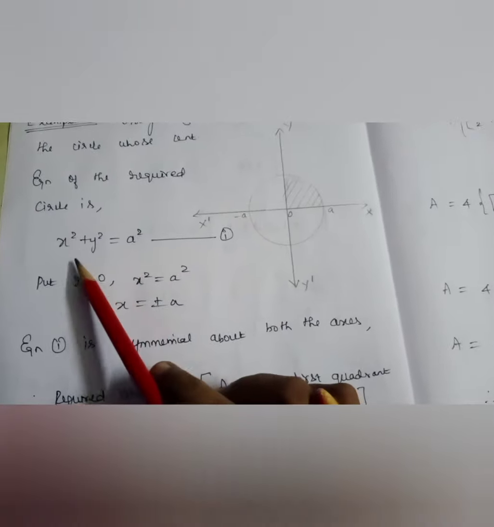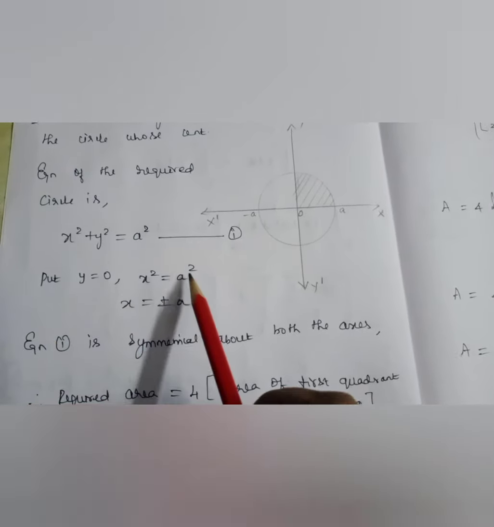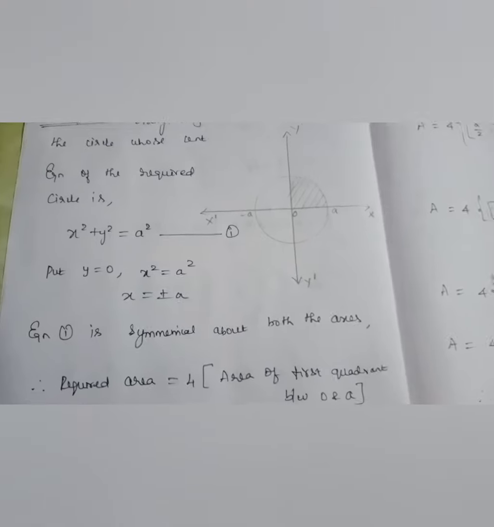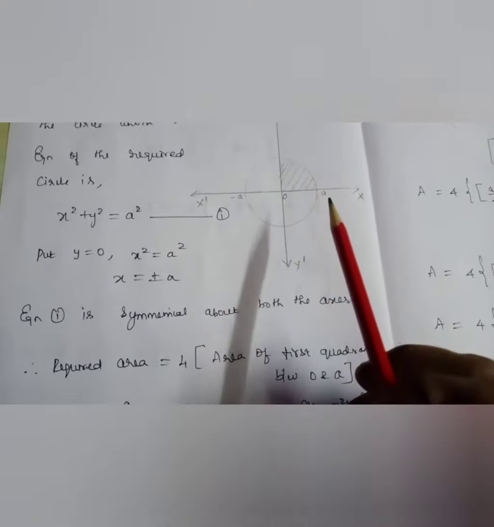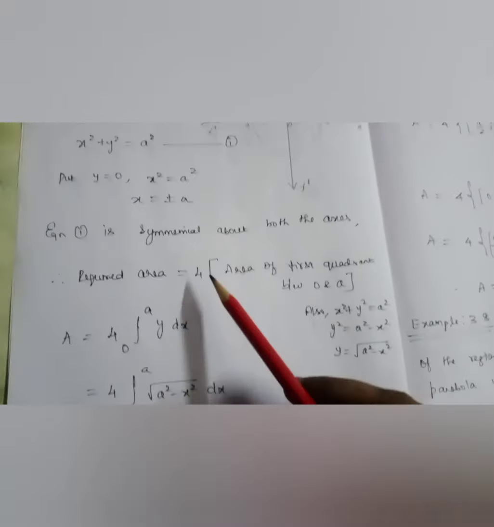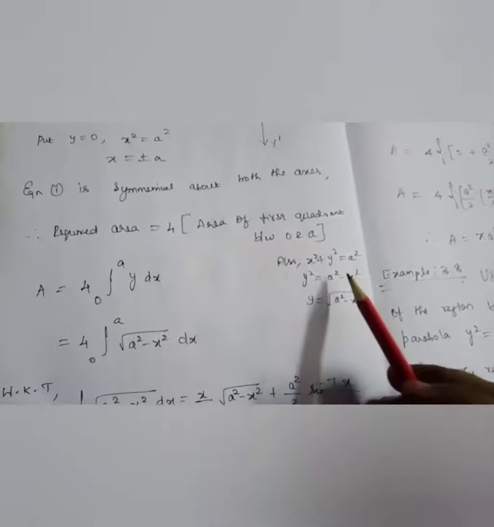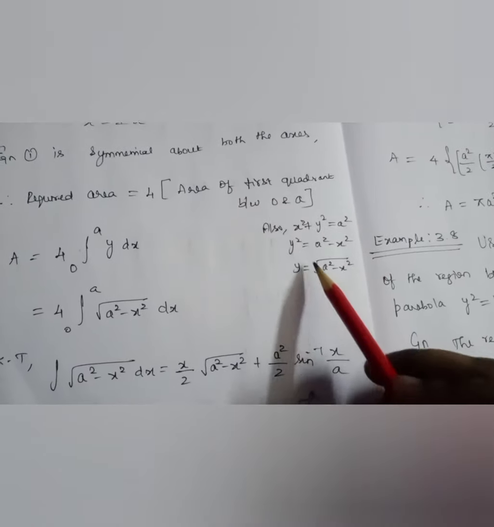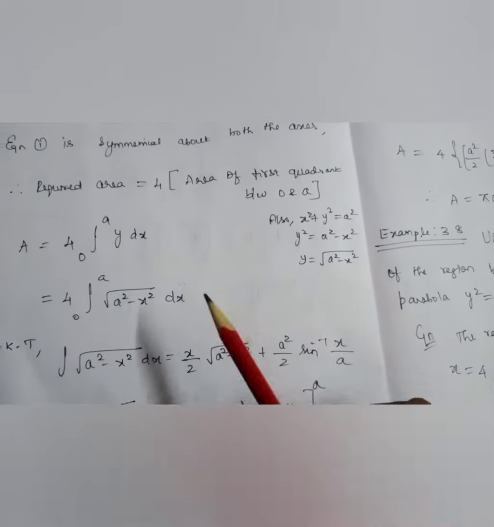So the equation of the circle is x square plus y square is equal to a square. Putting y is equal to 0, I will get x square is equal to a square, means x is equal to plus or minus a. So the curve is symmetrical about both the axes, all 4 quadrants. So we'll have the required area to be 4 into the area between 0 and a. Also x square plus y square is equal to a square means y square is equal to a square minus x square, and y is equal to root of a square minus x square.